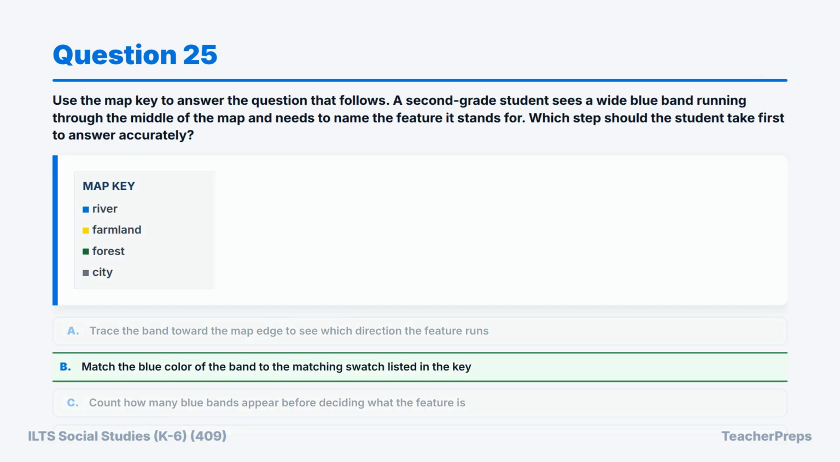The correct answer is B. Match the blue color of the band to the matching swatch listed in the key. To name a feature by its color, the student should match the blue band to the blue swatch in the key, which the key pairs with river.